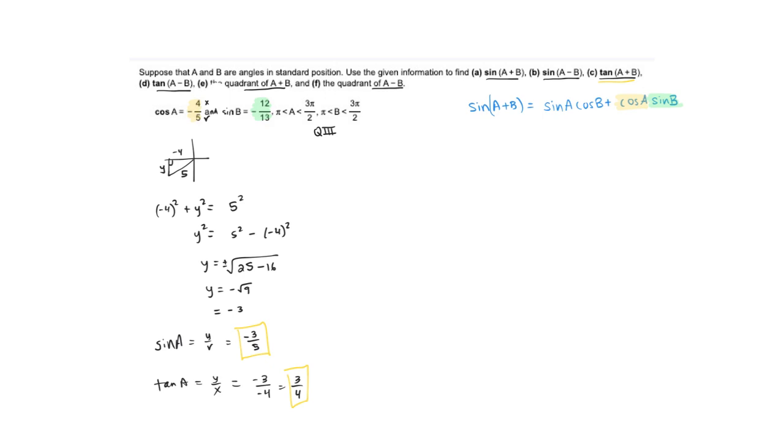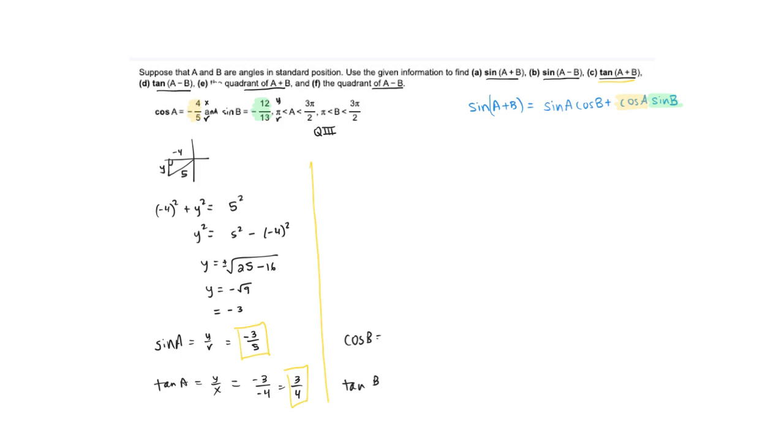Okay, we're not quite done because we also need to know, let's give myself some space. Okay, here we go. We had sine of b, but we also need to know what cosine of b is. So we need to know what cosine of b is, and we also need to know what tangent of b is, right? And we're given that sine of b is negative 12 over 13.